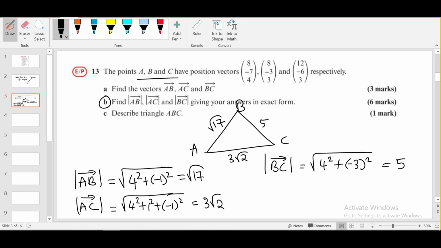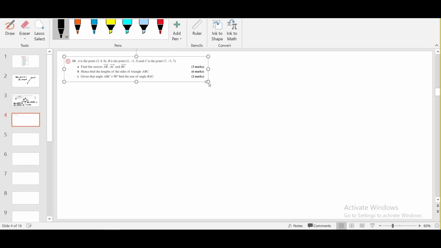What triangle is this? That's what question C is. Describe the triangle ABC. Can you tell me what type of triangle is this? All the sides are different. So it won't be right angle, it'll just be a scalene triangle. It's not a right angle, it's not isosceles, so it's a scalene triangle because all the three sides are of different length. Copy that. Let's look at question number 14 now.